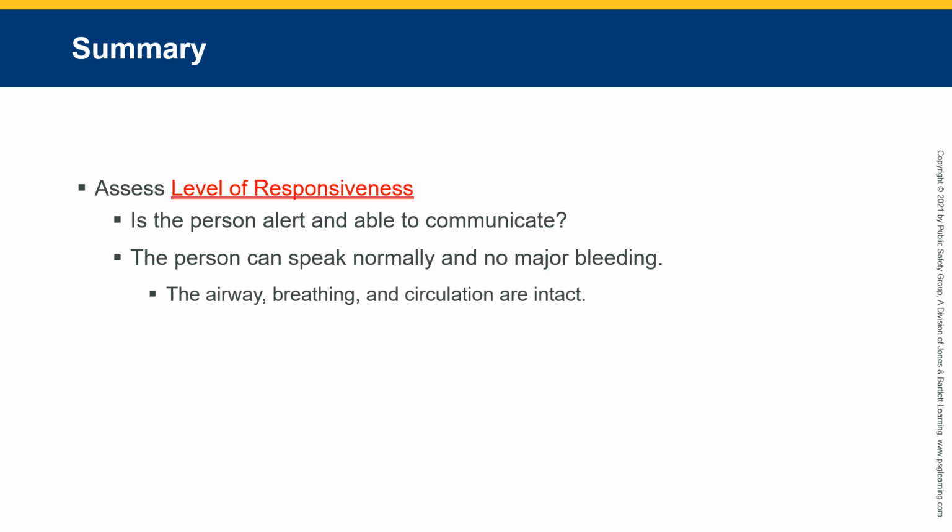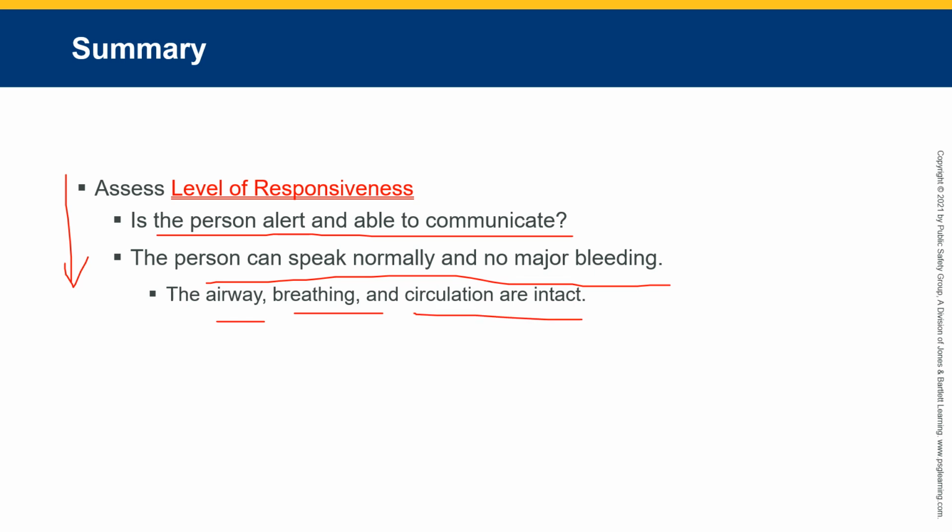So in summary, we want to assess the level of responsiveness. It's going to be part of that primary assessment. Are they alert and able to communicate? How alert are they? We can use the A&O times 4, 3, 2, or 1 scale. We can use the AVPU scale. And it's also a good thing if they're alert and responding normally. We've got a clue that the airway, breathing, and circulation are intact.